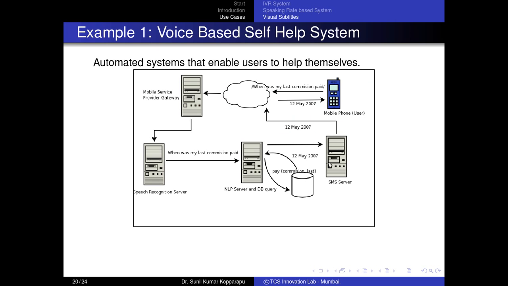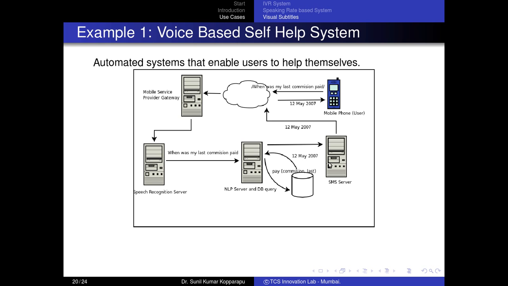For example, this is a voice-based self-help system. This has become apparently very common today because there are these services industries which would want people to help themselves by asking queries to the system. So if you look at this particular example, what it depicts is that there is this mobile phone user to the right who has a query. He asks the query, he speaks the query.